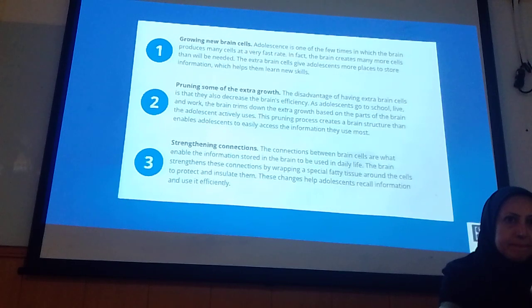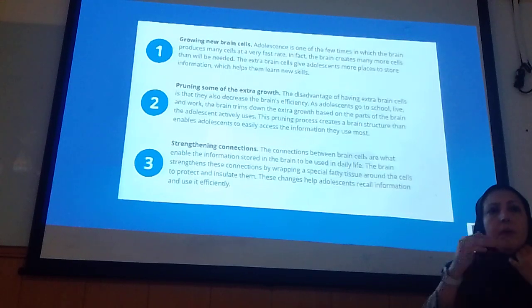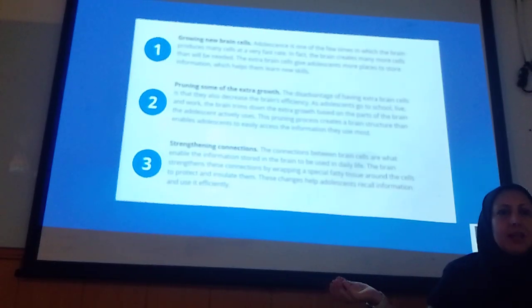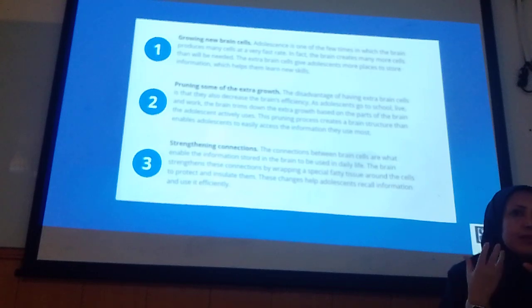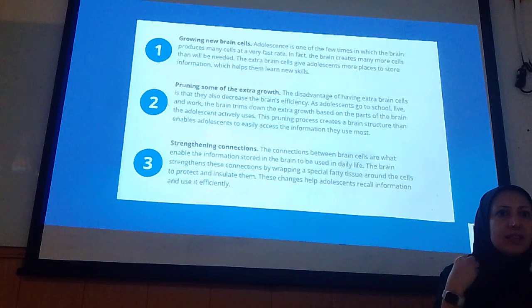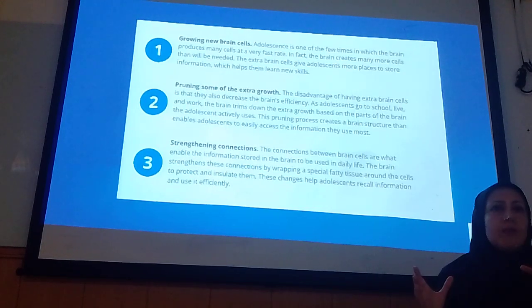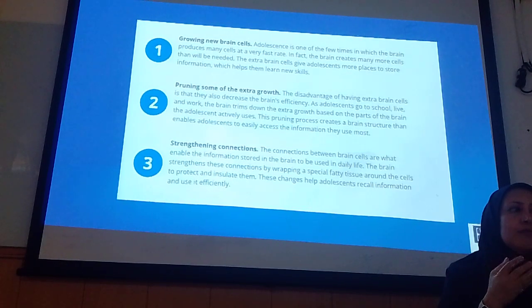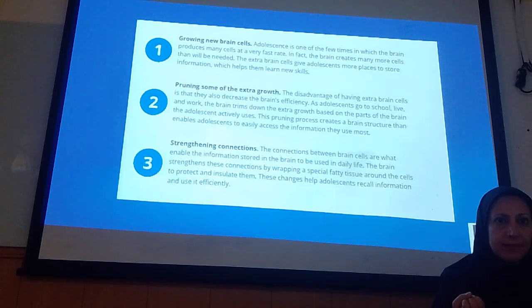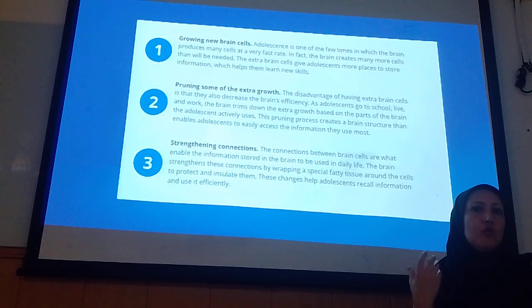Okay, why is the growth of extra brain cells harmful? It decreases the brain's efficiency. Why does it happen? When the number of growing brain cells is large, the teenager cannot get all the information from the stimulation and events occurring around them, and because of this the brain needs to prune some of this extra growth so people can use the information they use most. Do you understand? Because of so much, we cannot analyze all of these events in our mind. We cannot use the important things.